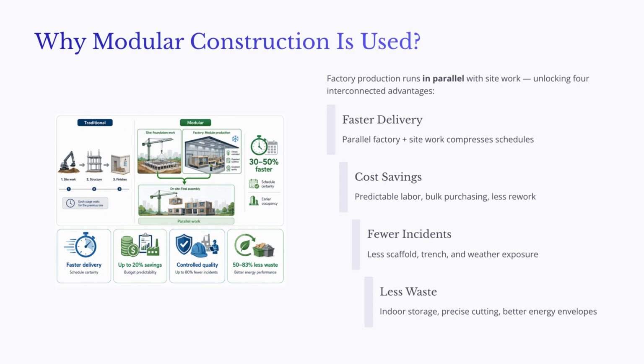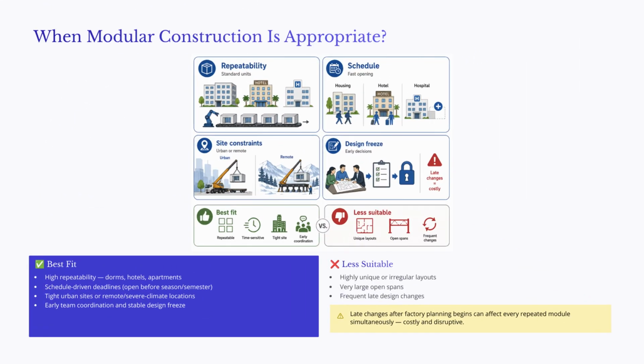However, these benefits are not automatic. Modular construction only performs well when the project is planned properly, the design is stable, the manufacturer is involved early, and transportation and installation constraints are understood before production begins. So the key message is this: modular construction is not faster simply because workers build faster. It is faster because the project is reorganized so that factory production and site work can move forward at the same time.